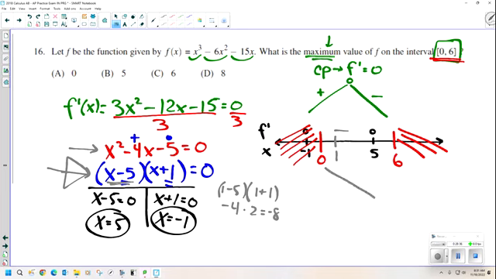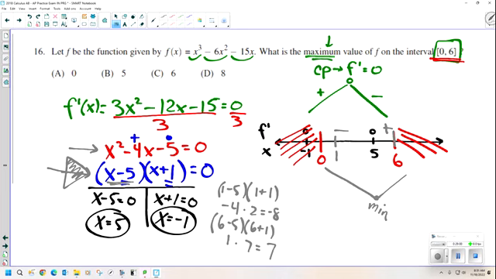Let's try the number 6. Okay, let's put a 6 into the same derivative here. That's 6 minus 5 times 6 plus 1. That's 1 times 7. That's a positive. So positive. So it's kind of going up here. So there's a minimum here. This is not a maximum.